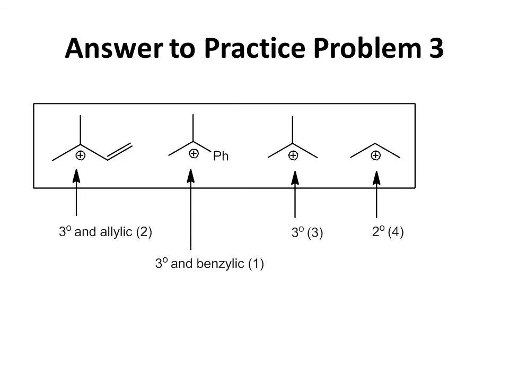Now in the final 2 examples, you have a tertiary carbocation and a secondary carbocation. So these are fairly easy to order. The tertiary carbocation would be number 3, the most hyperconjugation, as compared to the secondary carbocation, which would be number 4.